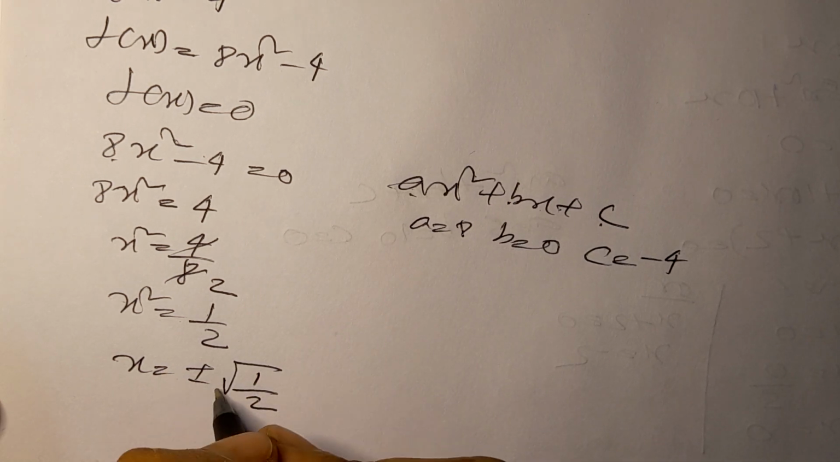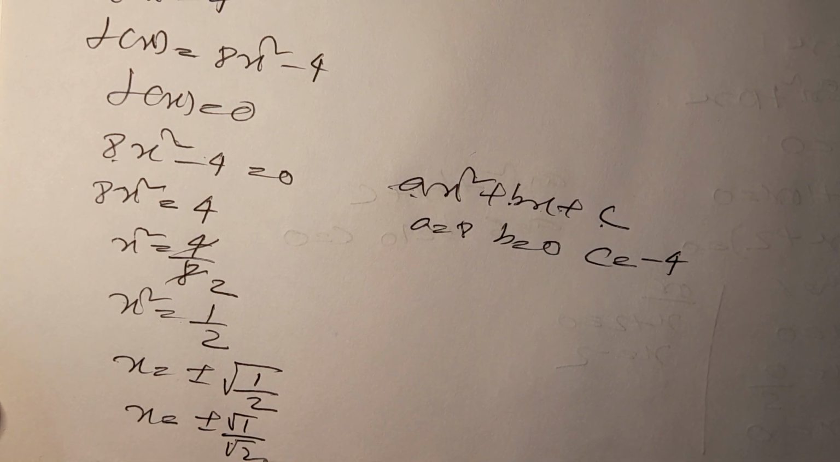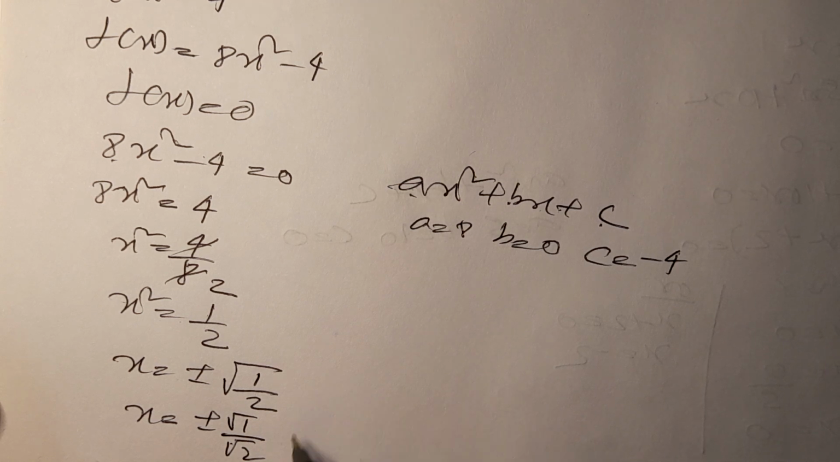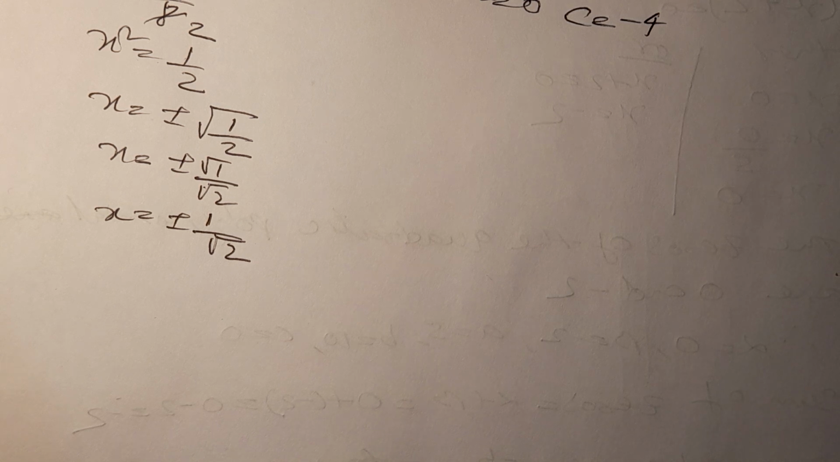Now we can separate it. x equal to plus minus root 1 by root 2, and the value of root 1 is 1. So x is equal to plus minus 1 divided by root 2. So you got the two values of x, one is plus 1 by root 2 and another is minus 1 by root 2. These are the zeros of the polynomial.